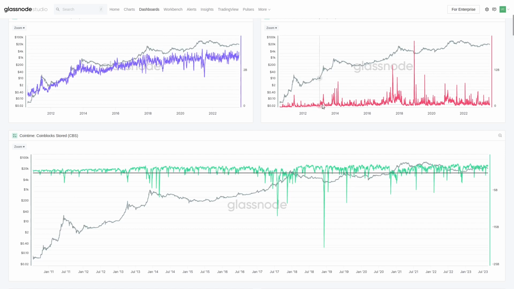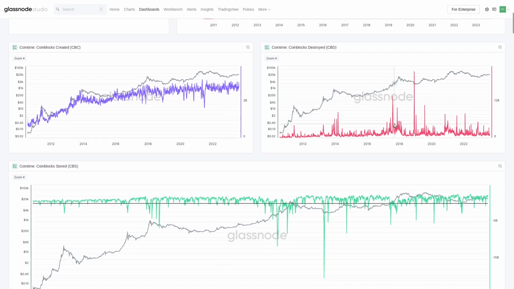Coin blocks destroyed, on the other hand, is really showing us the investor behavior. It spikes during bull markets. And this is the same as coin days destroyed, but in a more fungible unit of account, let's call it. And you can see coin blocks destroyed falls off during bear markets because fewer people are spending. You get capitulation-style events where you get large expenditure of coin blocks. So you can start to see that we've actually mapped out what's going on the production side and what's going on the investor side.